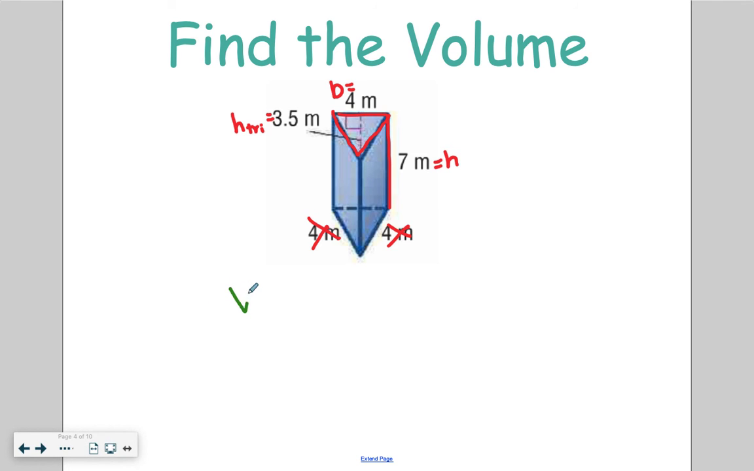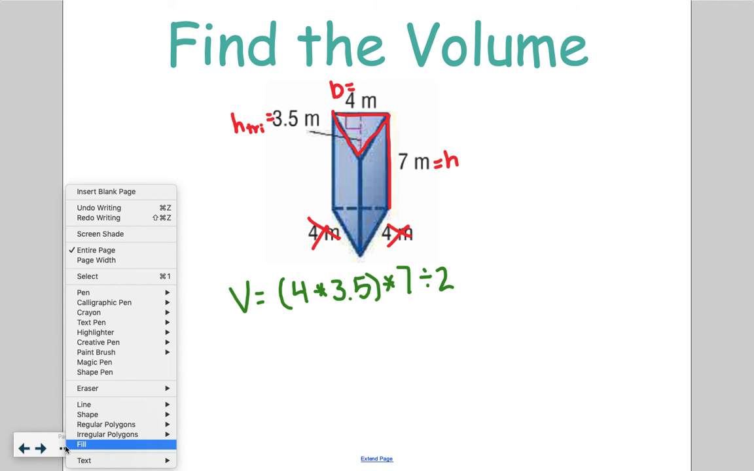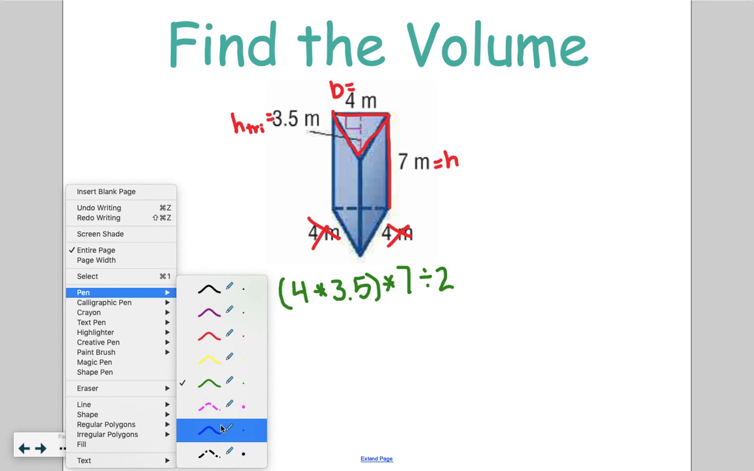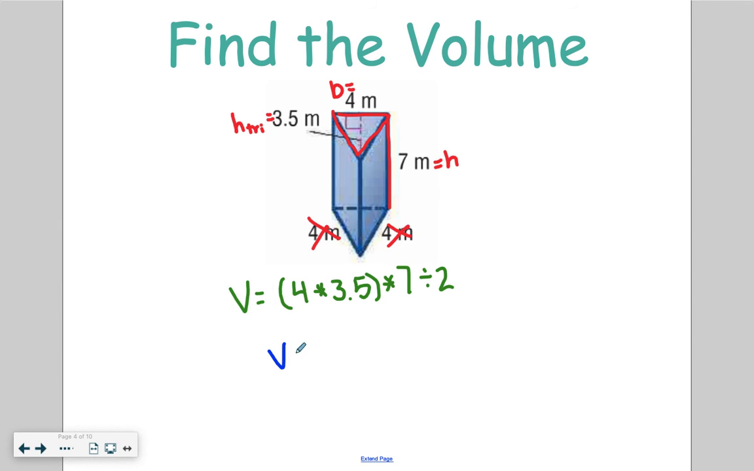We're going to say volume is equal to, in the parentheses, the triangle information. So 4 times 3.5, close that parenthesis. Then we've got times 7, how far it is between the triangles, and then divide by 2. And when you plug all of that into your calculator, you are going to get an answer of volume equals 49, and then our label this time is going to be meters cubed. So that's our volume answer.